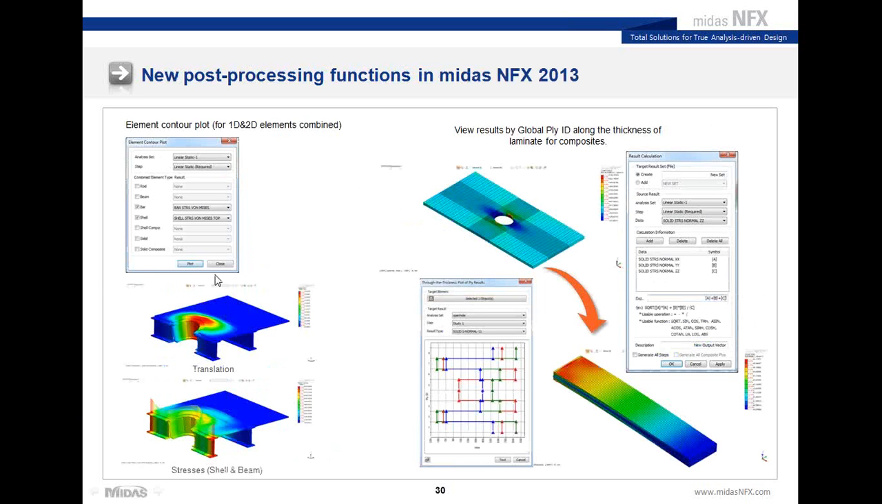And these are the new post-processing functions that have been incorporated in Midas NFX. So on the left you can see the element contour plot. It enables you to view the results for the different types of elements simultaneously. Earlier that wasn't a possibility in Midas NFX 2012. And on the right you can see the results for composite materials. You can view the results by the global ply ID and view the results along the thickness of the laminates.